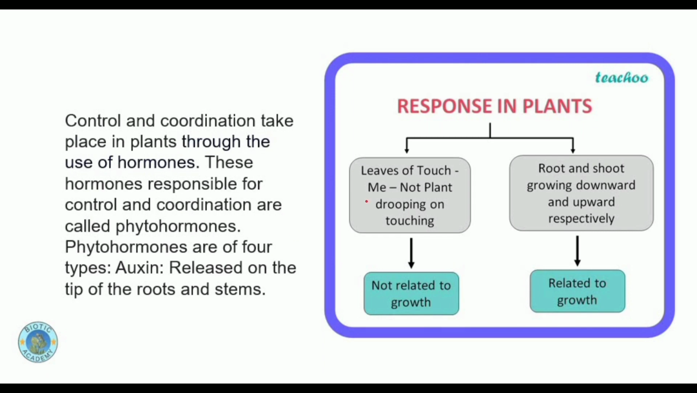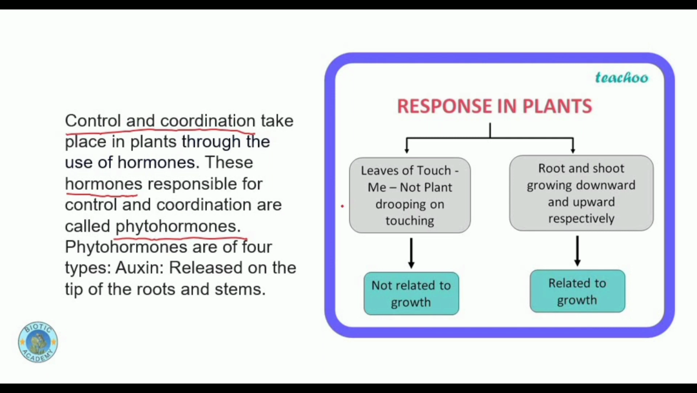Today my topic is response in plants. How plants respond to the stimuli of the surrounding, how they judge the changes in their surroundings, and how they react according to the stimuli. These are the systems of plants which are basically called control and coordination in the plant, and this control and coordination of the plants takes place with the help of hormones which are called phytohormones.